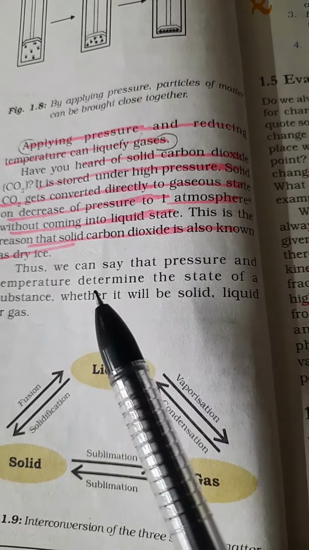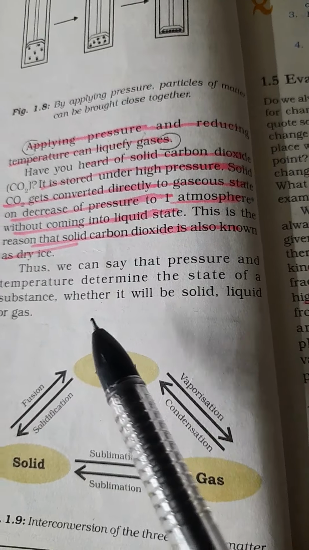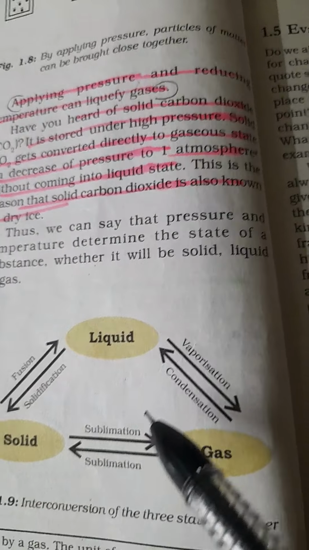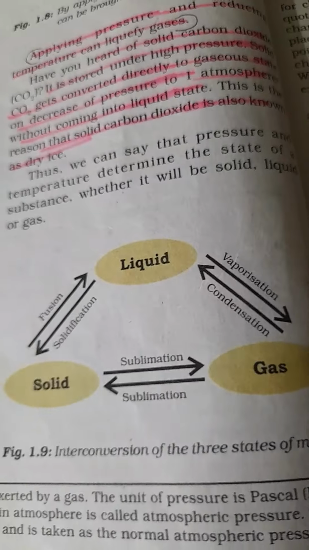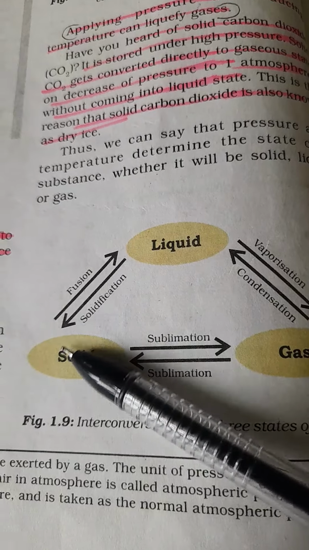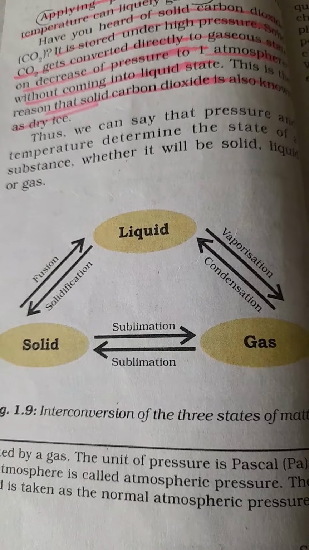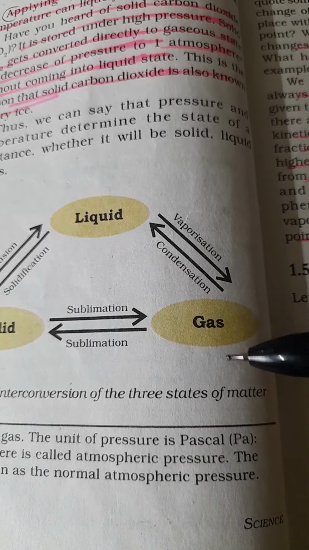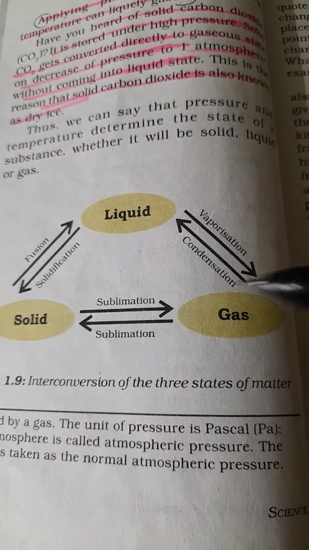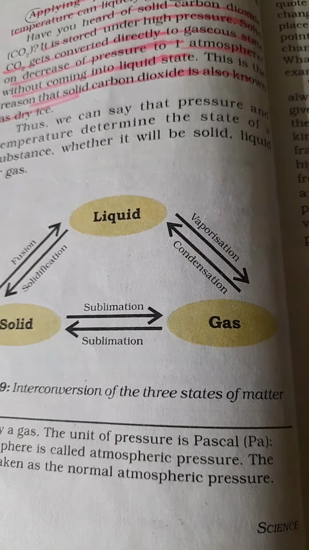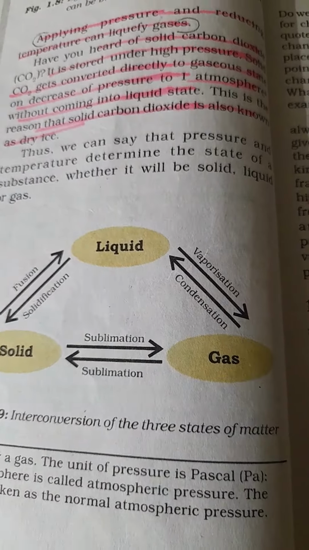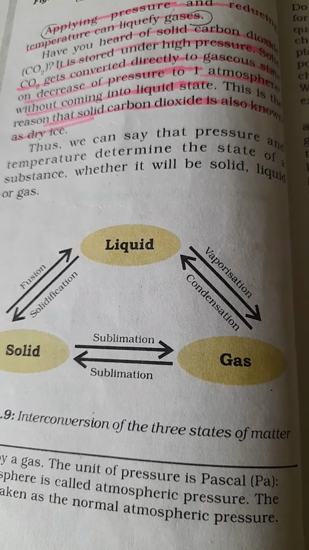Pressure and temperature, it is what fixes the state of a substance, whatever it is, solid or liquid. See this chart: solid undergoes fusion to become liquid, liquid vaporizes to become gas, gas condenses to become liquid, and sublimation turns solid into gas, or gas into solid. So these are conversions of each state into the others.